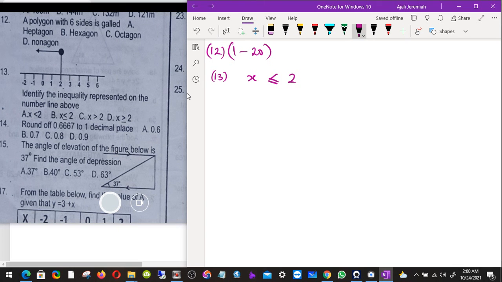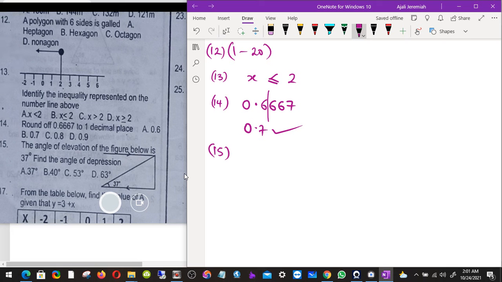Okay, number 14, it says round off 0.6667 to 1 decimal place. Okay, decimal places, if you want to round off to decimal places, you count from the point. So to 1 decimal place, you count 1 place, and that's here. Since the number after this line is up to 5, we'll call it 1 and add it to this. That gives us 0.7, and that's option B.